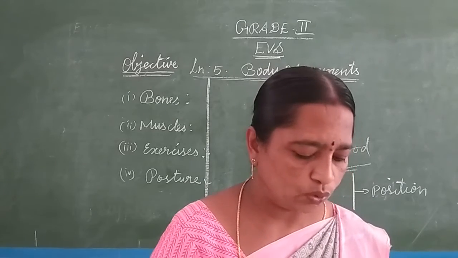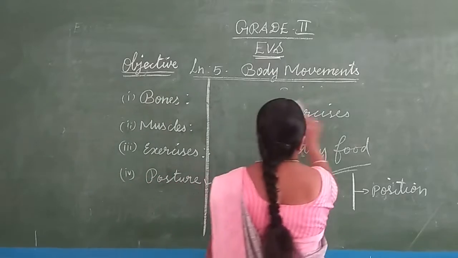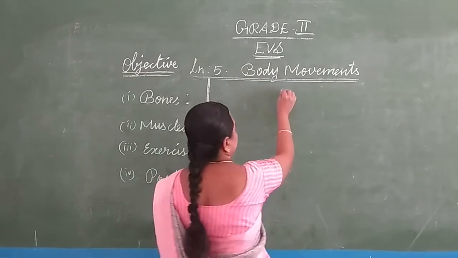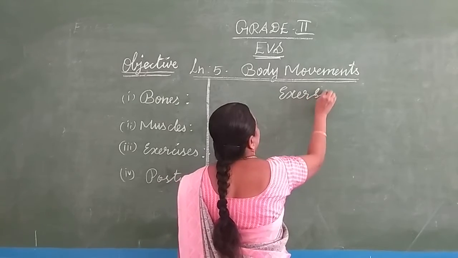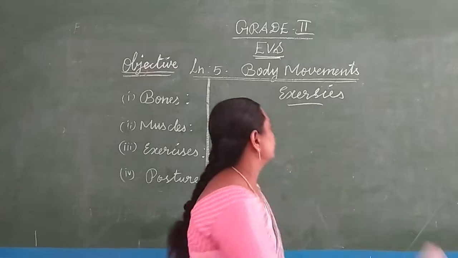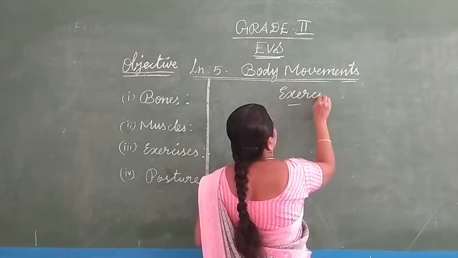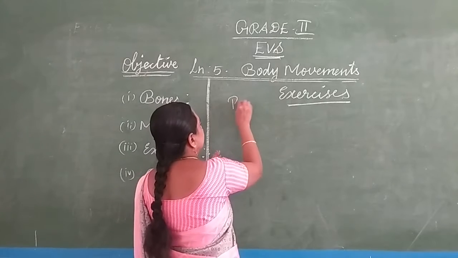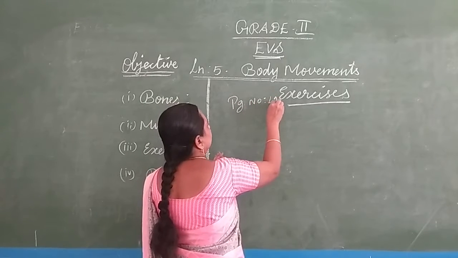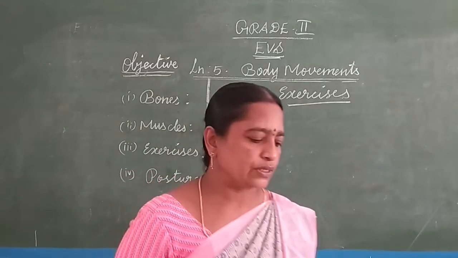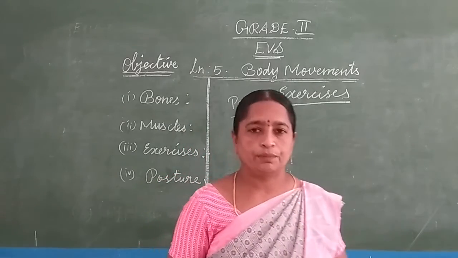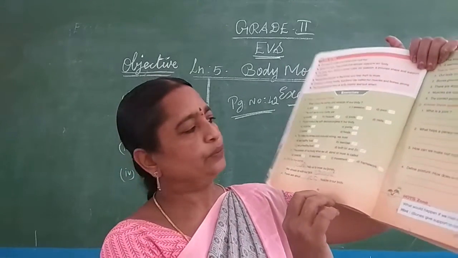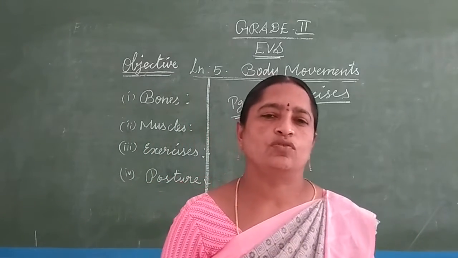Okay children, now in this lesson we are going to see our bookmark exercise. See the first one, page number 42. Page number 42. See, what covers the bones and muscles of our body? See the first question, in the science book. What covers the bones and muscles of our body?